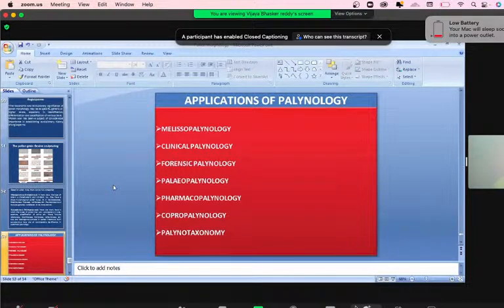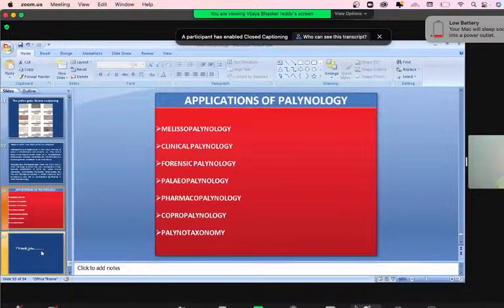All this comes under copropalynology. And palynotaxonomy, we already discussed the entire thing: the morphology-based study or identification of plants based on pollen morphology is called palynotaxonomy. So these are all important applied aspects of palynology.